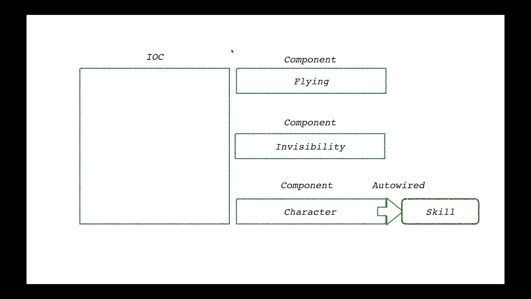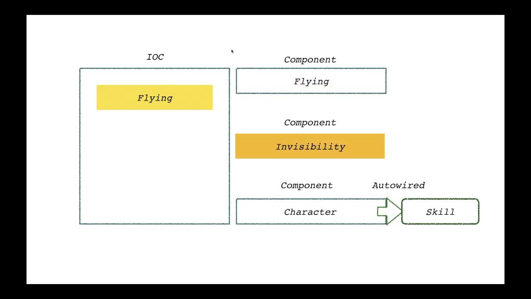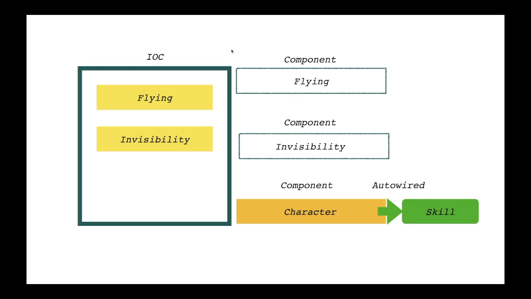So first, before starting our application, Spring Boot will scan the classes. For example, here it is scanning the Flying class. Then next, it will create an object of the Flying class and keep it in the IOC container. Same thing it will do for Invisibility. It will scan Invisibility, create an object of Invisibility, and keep it in the IOC container. Next, it will scan Character and create an object, but during the scanning it will realize, okay, our Character class depends on Skill. So now it will look into the IOC container and search: do I have an object of type Skill?